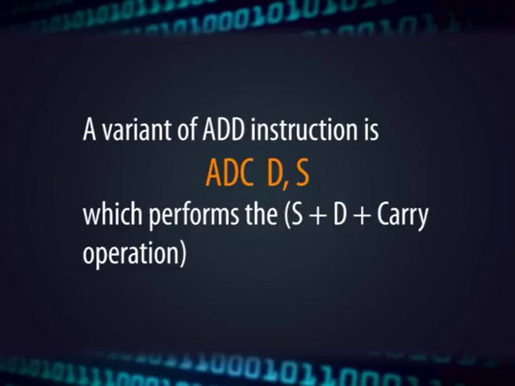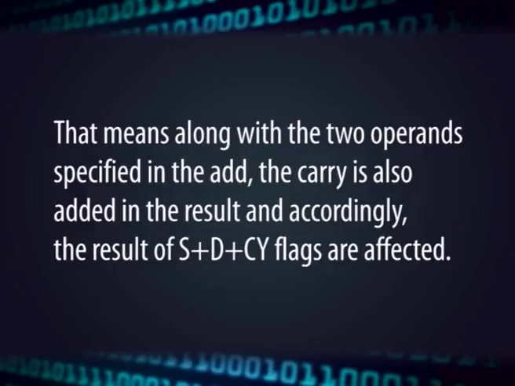A variant of the add instruction is ADC D comma S, which performs S plus D plus carry. That means, along with the 2 operands specified in the add, the carry is also added into the result, and accordingly the result of S plus D plus CY affects the flags. In short, the addition of the 2 numbers is added to the carry flag in the ADC instruction.